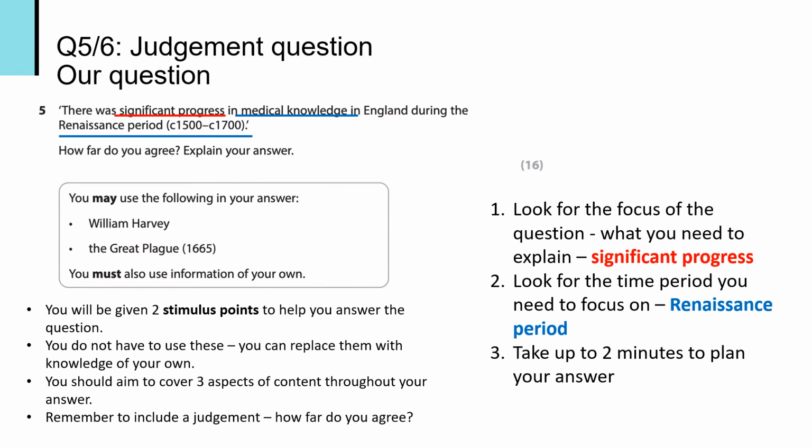However, don't worry if you are only able to write about the 2 stimulus points. Examiners will still reward you for doing this. Examiners try to choose stimulus points that will be familiar to students, but don't panic if you don't recognise one of them or can't remember much about it. You don't have to use our stimulus points, and you are free to write about what you know in your answers.